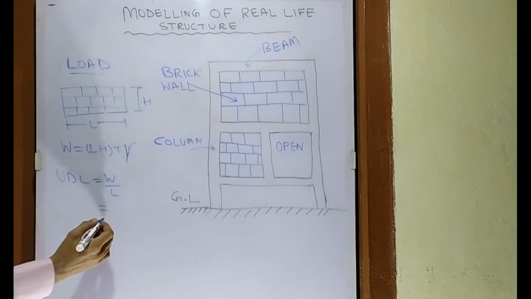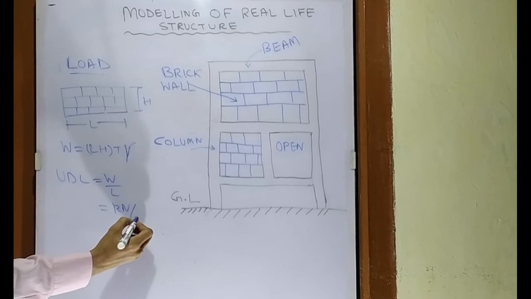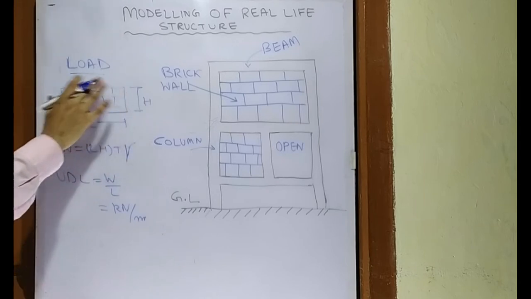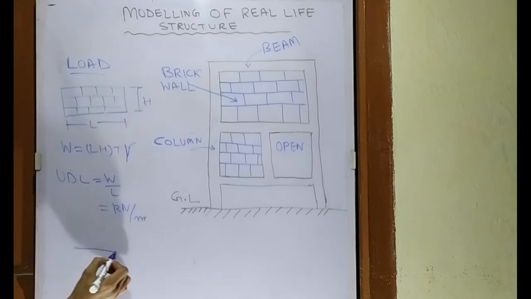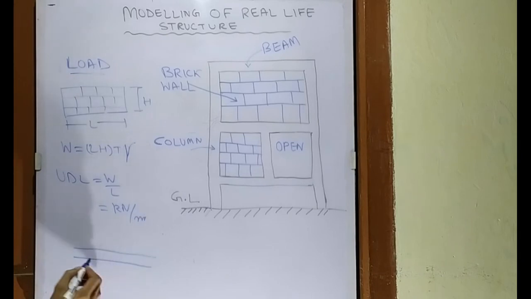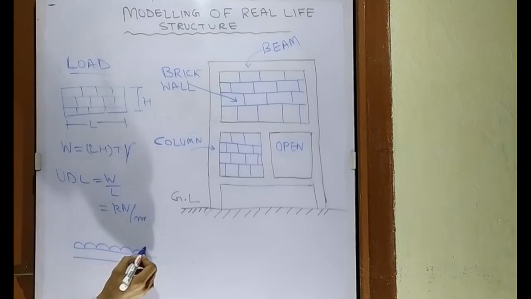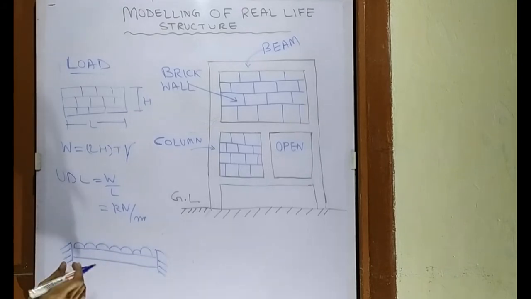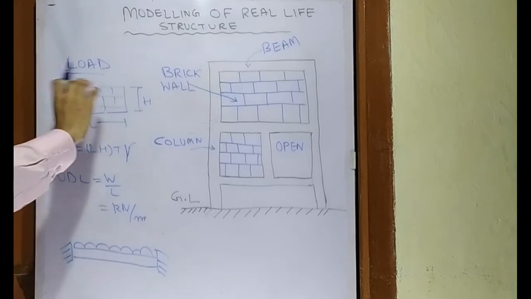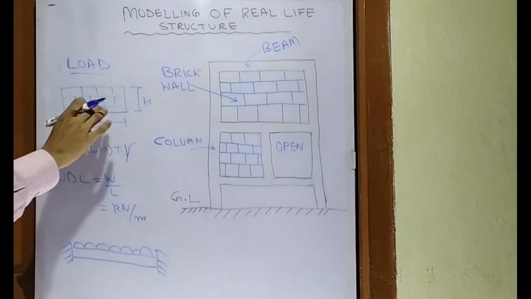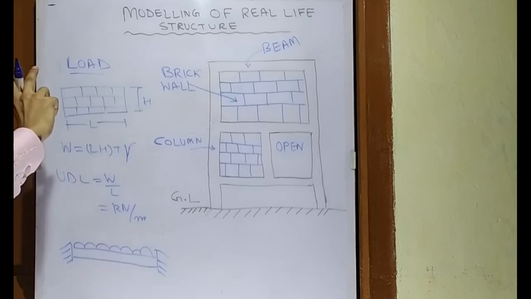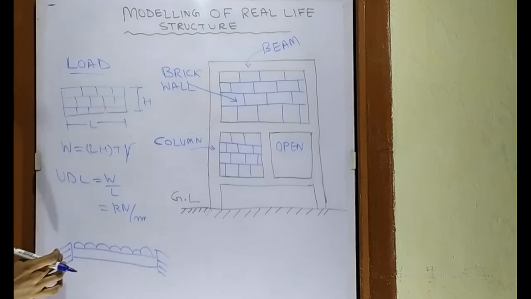What is UDL? UDL we measure in kilonewton per meter. What does it mean? It means that we have considered this brick masonry wall as a load applied uniformly on the beam. Per meter on the beam the load is uniform, because the thickness of the brick wall will be uniform, and it is a line load because it has less breadth and more height and more length, so we will consider it as a UDL.